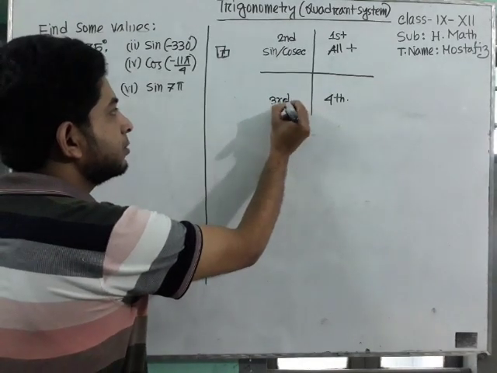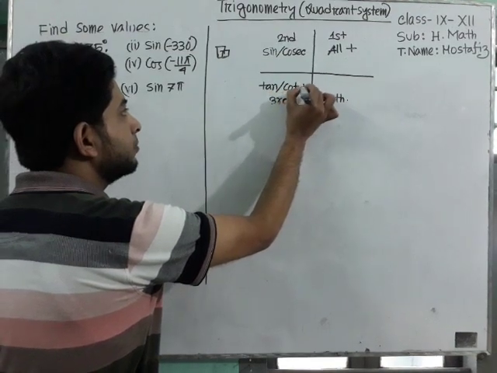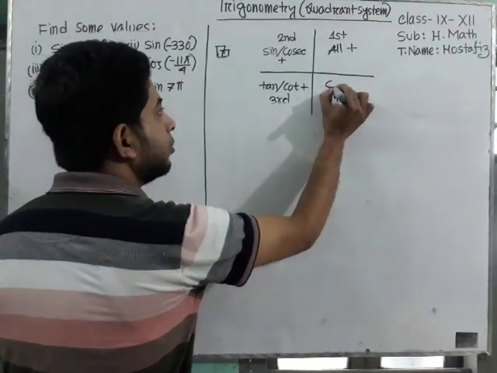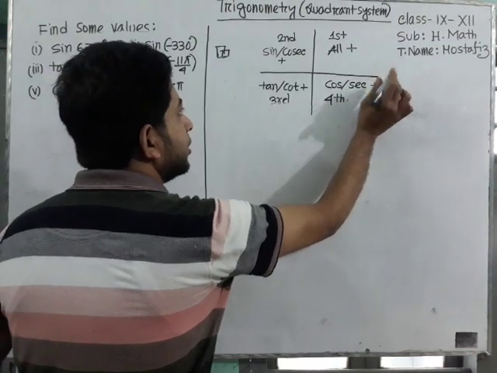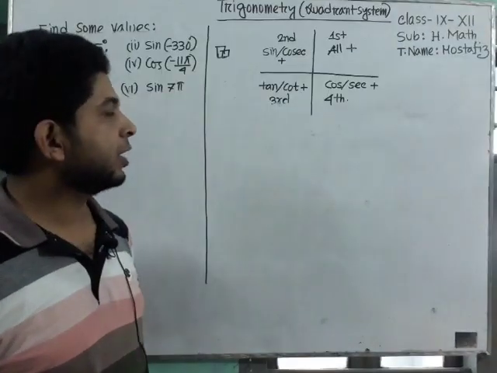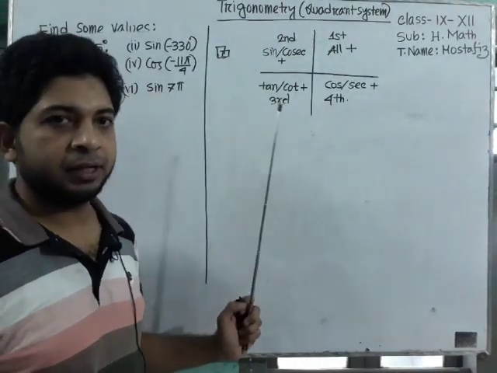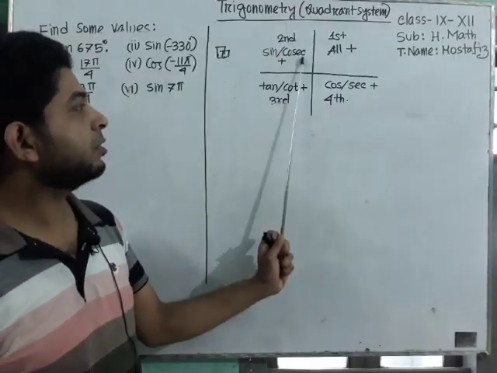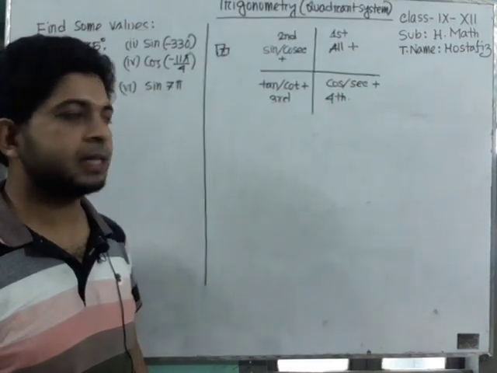In third quadrant, tan and cot positive. In fourth quadrant, cos and sec positive. Other trigonometric ratios are negative here. Okay, this is first quadrant, this is second quadrant, third quadrant and fourth quadrant. In first quadrant, all trigonometric ratios are positive. In second quadrant, only sine and cosec positive. Third quadrant, tan, cot positive, and fourth quadrant, cos and sec positive.